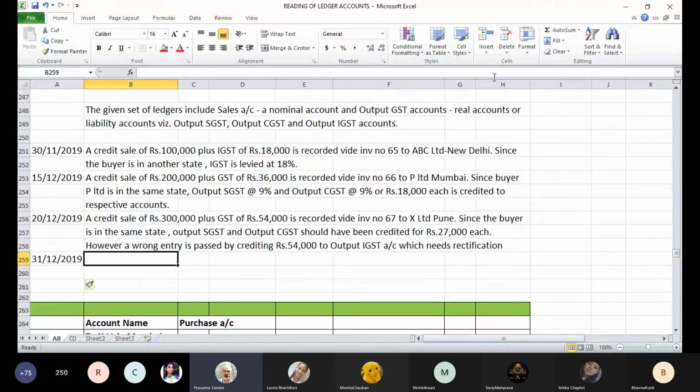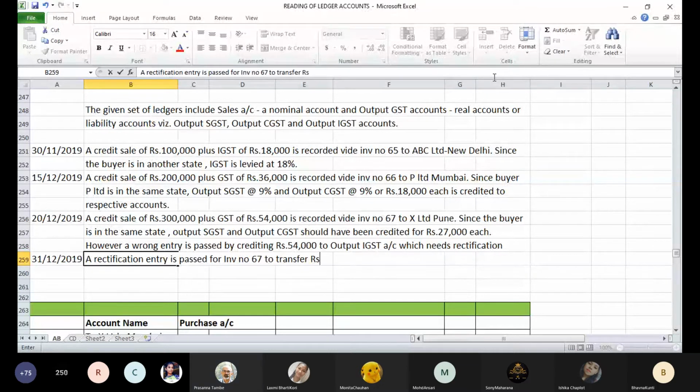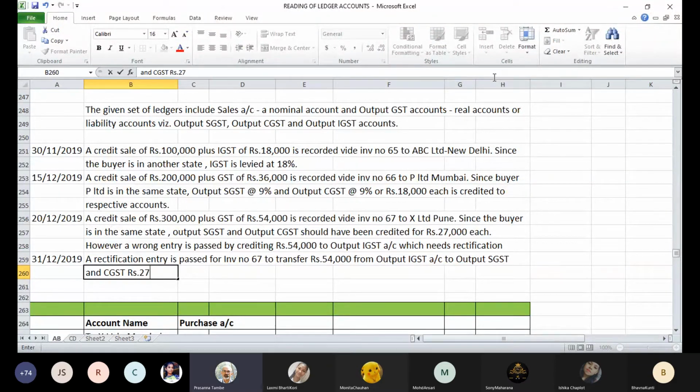So, rectification of invoice number 67, transfer of 54,000 from output IGST to output SGST and CGST, 27,000 each.